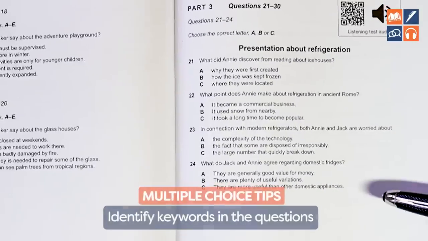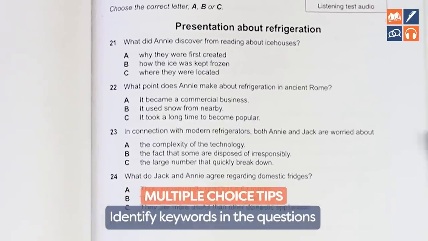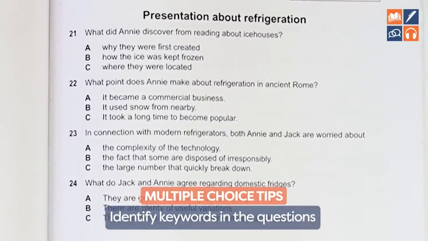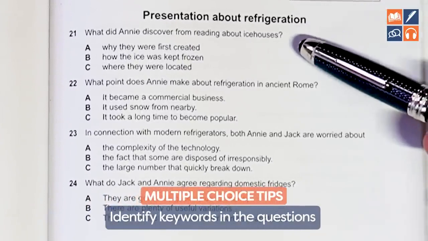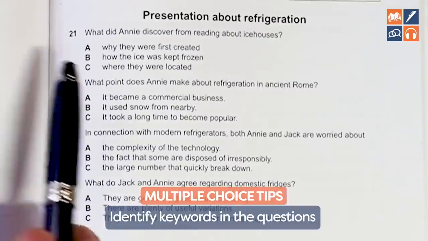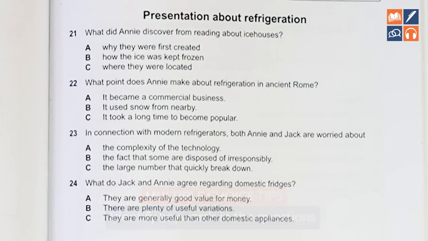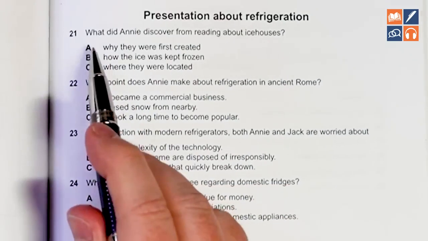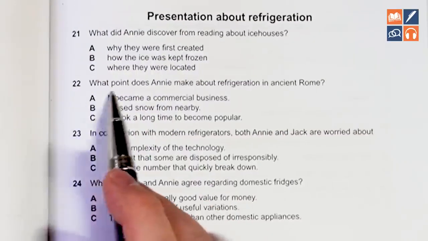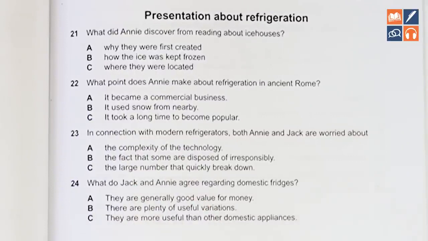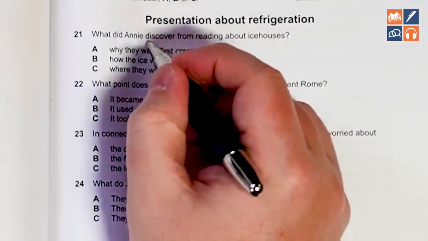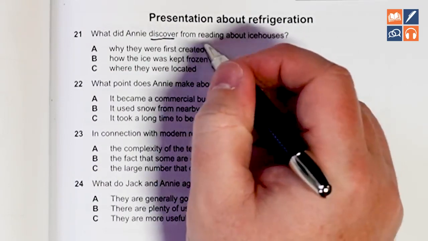Next, it is a good idea to underline or think of the keywords in each question. So what I like to do is focus on keywords within the question. So 21, 22, 23, 24. So that will be here, here, here, and here. Within each question, what are the key words? So discover and reading.